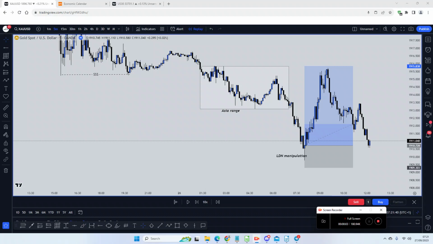What is happening, traders? Here's how we secured 3R profit yesterday trading gold during the London session.